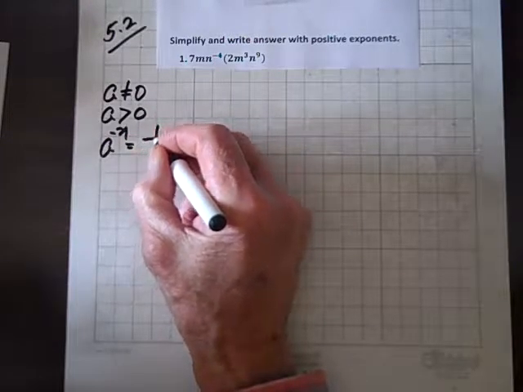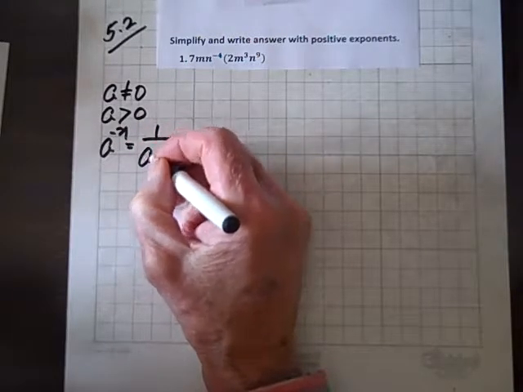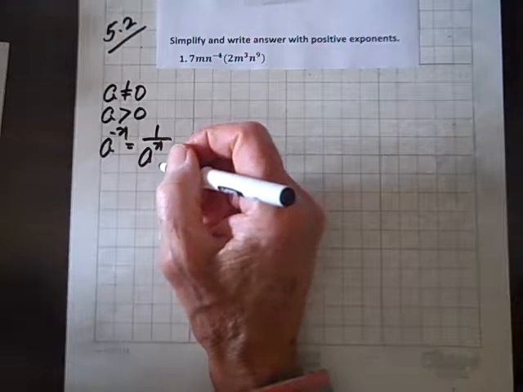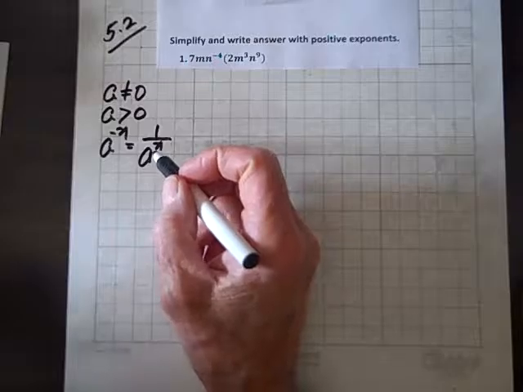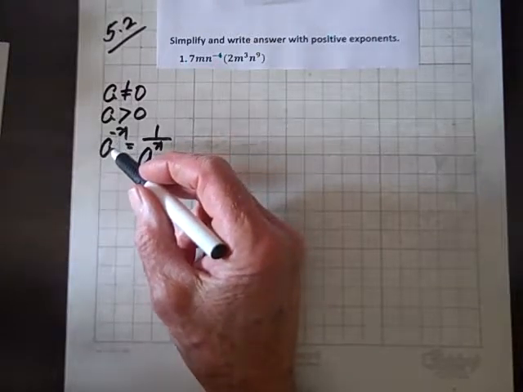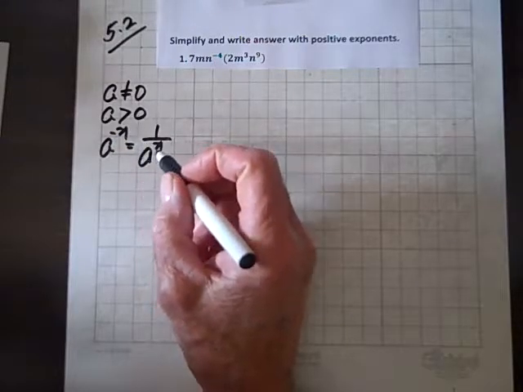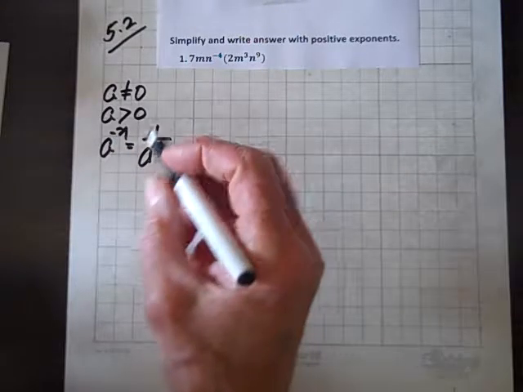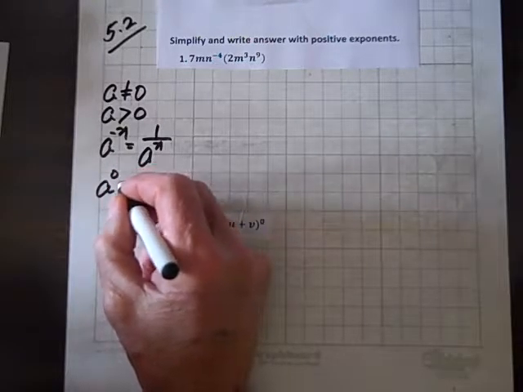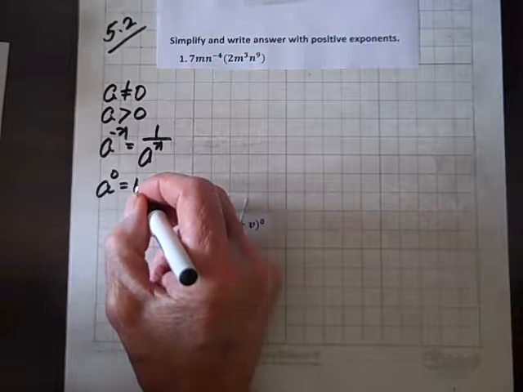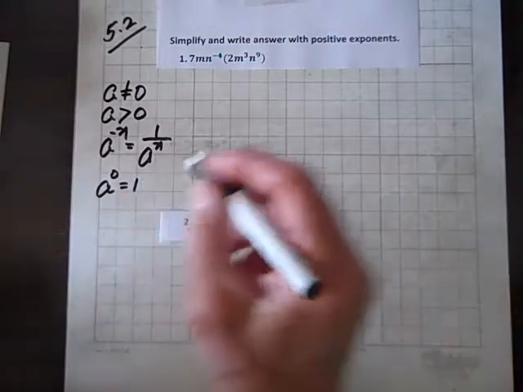we change positions. Right now it's in the numerator. We'll put that base in the denominator and change the sign, and that's all there is to it. You only have two signs, positive and negative, and you only have two positions, numerator or denominator. So if you change the sign on the exponent, you must change the position of the base. Also, a to the 0 power is 1. Anything to the 0 power except 0 is 1.